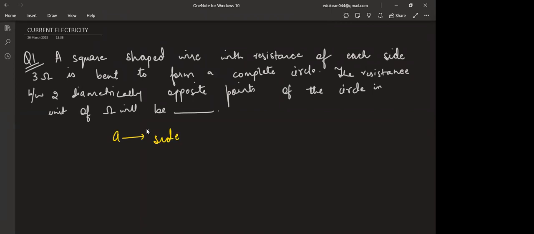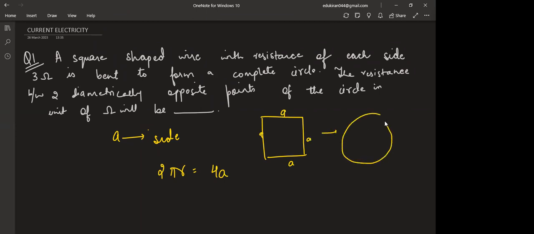Then each side is bent to form a complete circle. So now a circle has been made. It means 2 pi r is actually equal to 4 times A. This is now bent in the form of a circle, so whatever is its periphery is exactly equal to the perimeter of the square. So from here you can at least say that 2a by pi is the radius.